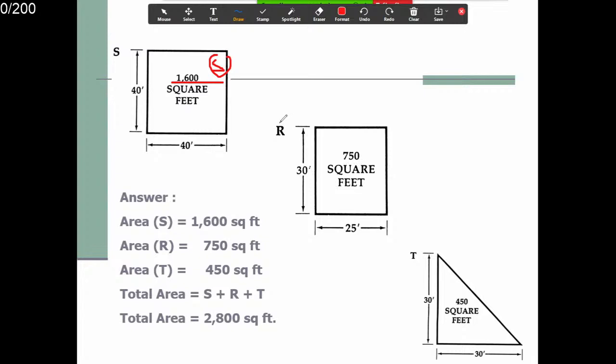So the answer is you figure out the square, which is 1600. You figure out the rectangle, right? 750. And then the triangle 450, right? So you add 1600, 750, 450, you have 2800 square feet, okay? You divide that by 10, you have 280 square meters.